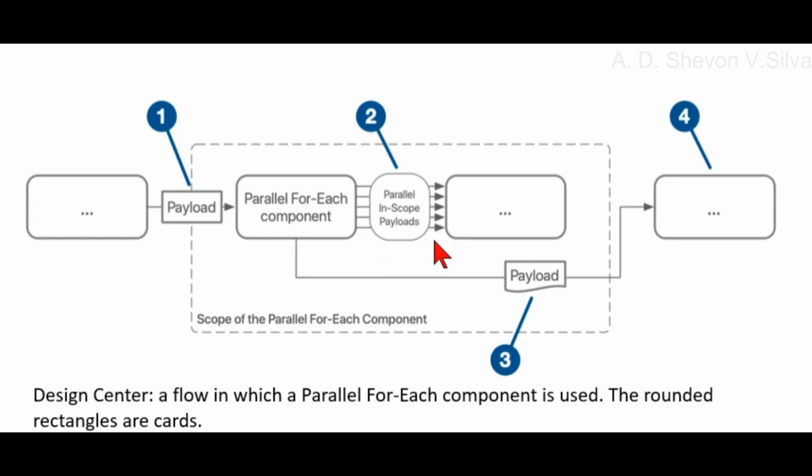Each element is treated as a payload within the scope. So if a connection within the scope is configured to act on payload or use a script to process payload, the payload is not the payload that the parallel for each component received, but the element that the component is processing. After all the elements are processed, the parallel for each component aggregates and passes the result of the processing that was done within its scope.